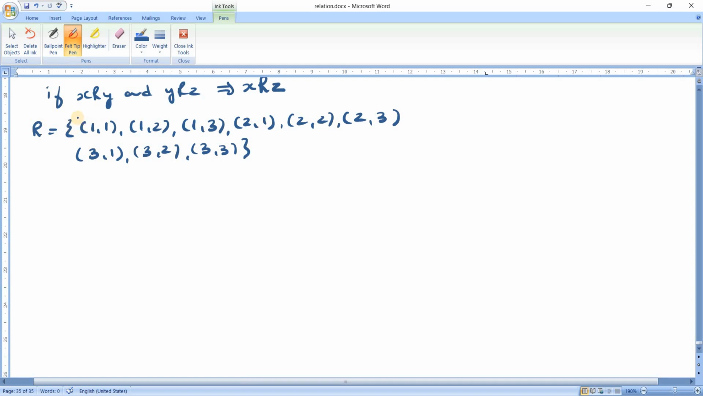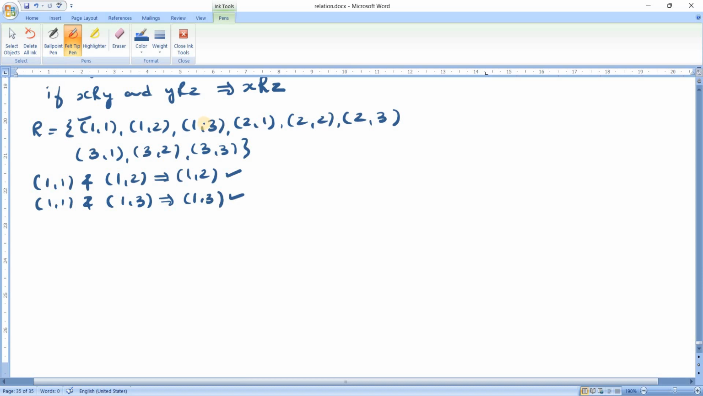So let us start with the first ordered pair, which is 1 comma 1. For 1 comma 1, let's say we have 1 comma 2, and together the result should be 1 comma 2. This is the condition of transitivity, which is true for the first pair. Then again, let's pick 1 comma 1 with 1 comma 3, and the resultant should be 1 comma 3, which is in our relation. So this is also true. So for 1 comma 1, we have only these two conditions.